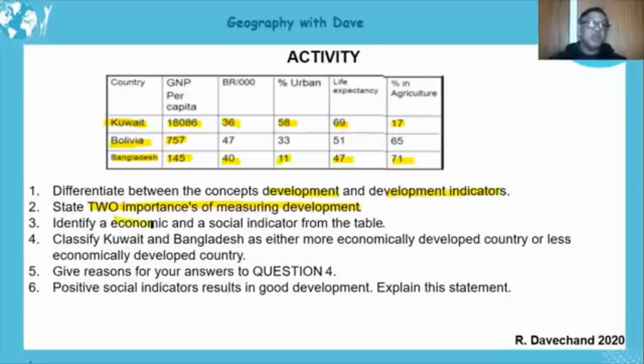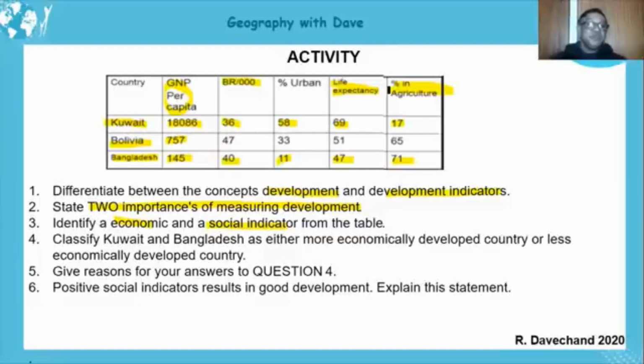Identify an economic and social indicator. We can see economic, GDP. Can you see it? Social indicator, birth rate per thousand. Life expectancy. Economic, telling you how many people are involved in agriculture. Can you see?